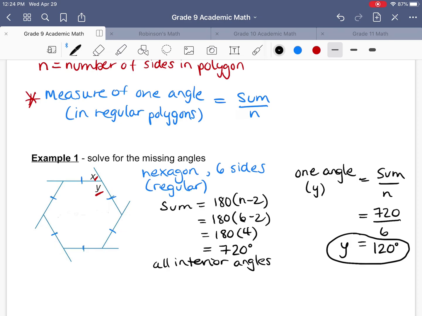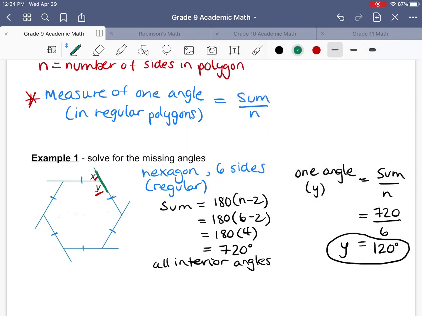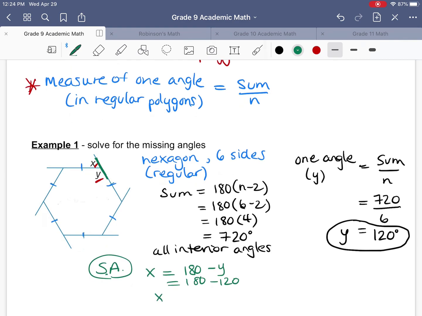Now that we've found y, we can then find x using our knowledge of supplementary angles. So we're going to use SA for supplementary angles. We know that they add to 180 degrees. So x is going to be equal to 180 minus y. And y is 120. So we get x is equal to 60 degrees. So we solved for x and we have solved for y.